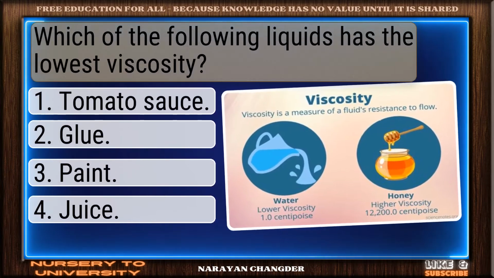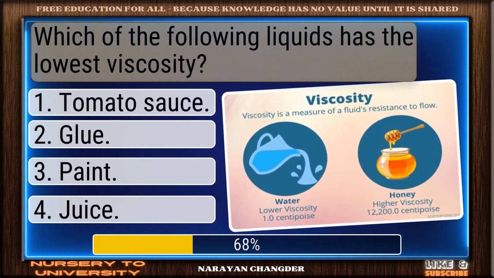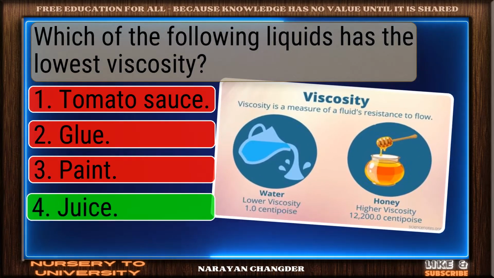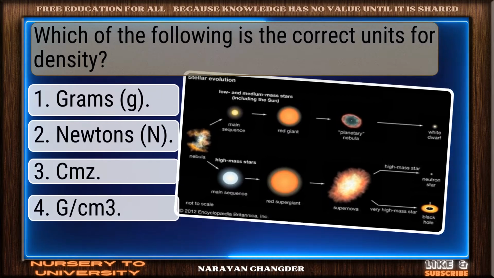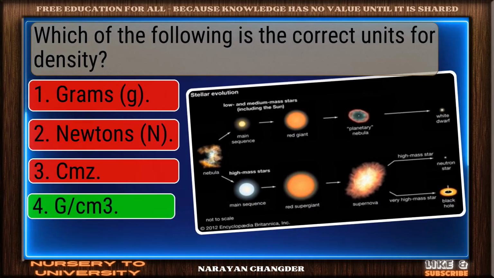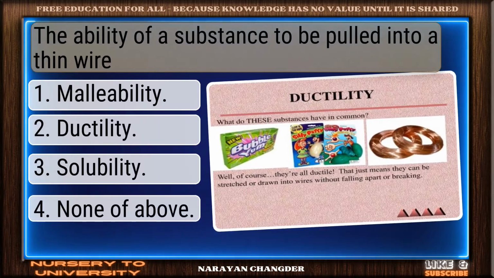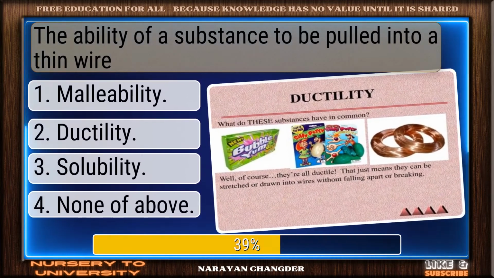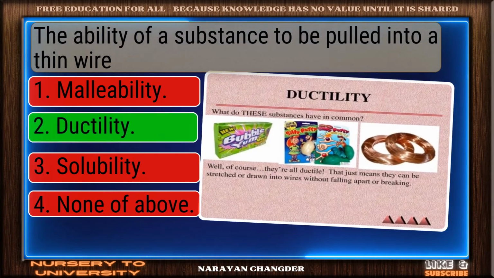Which of the following liquids has the lowest viscosity? Solid response. Geese is a valid choice. Which of the following is the correct units for density? Excellent. G per cm3 is a brilliant choice. The ability of a substance to be pulled into a thin wire. Smart move. Ductility is an accurate answer.